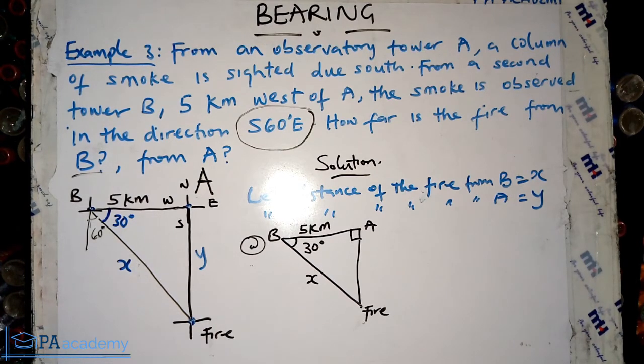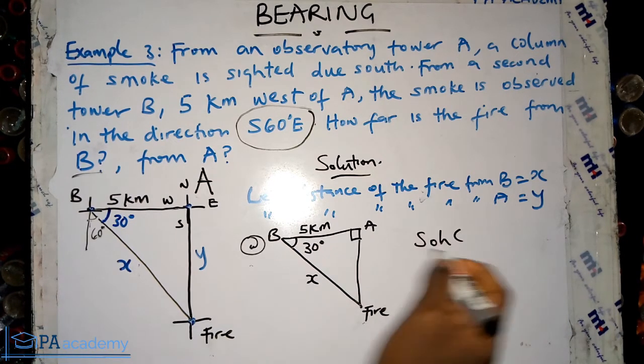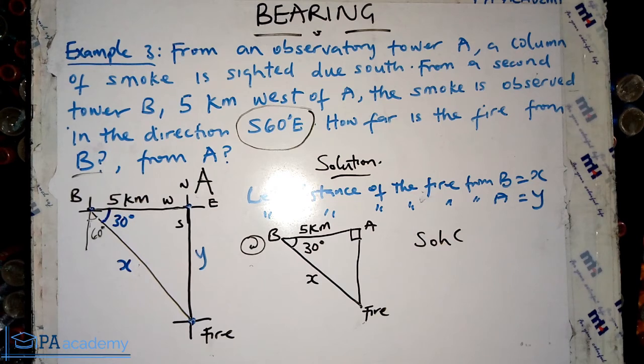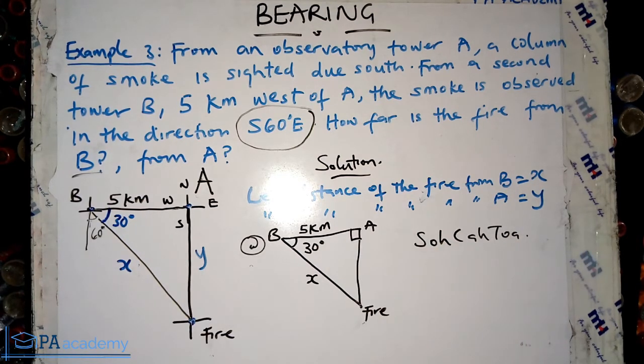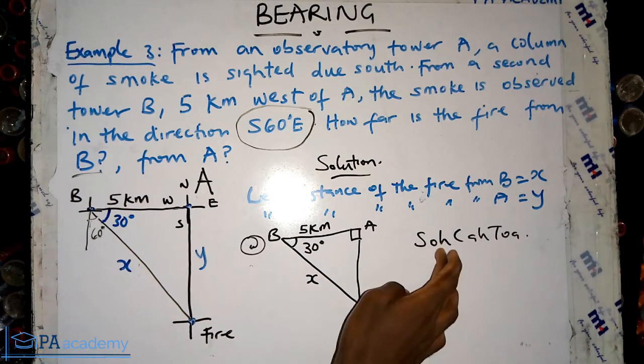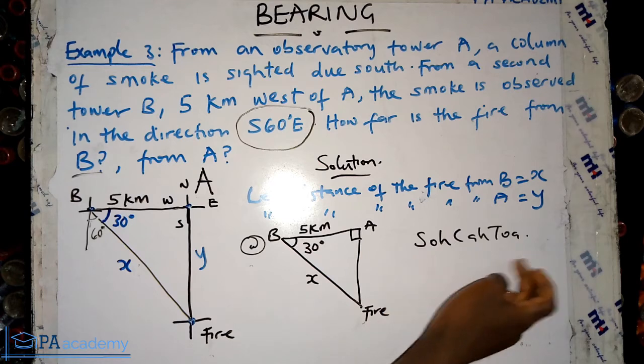Now, since it's a right angle triangle, we can just go ahead and use SOHCAHTOA. So we can apply SOHCAHTOA instead of trying to use the sine rule or the cosine rule like we did when we were looking at example 1. This is a right angle triangle, formed because we have a 90 degree here. So we can use SOHCAHTOA.